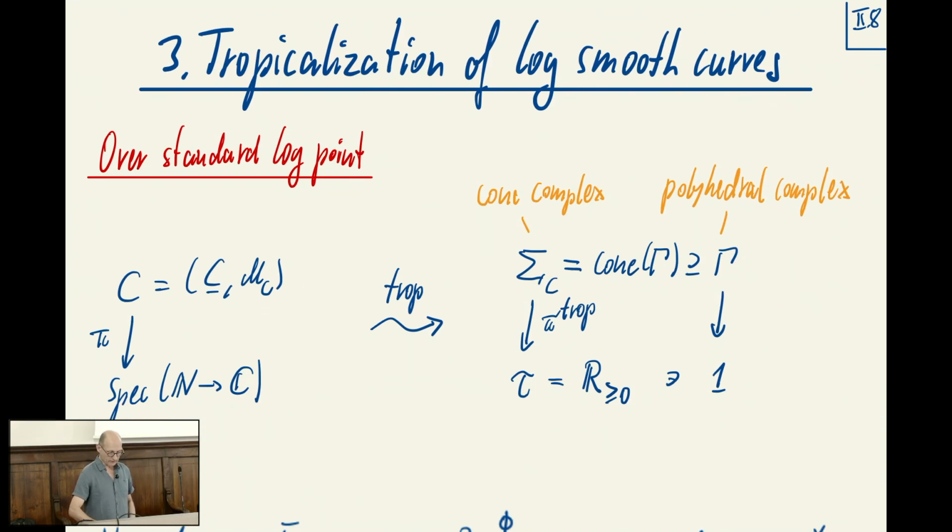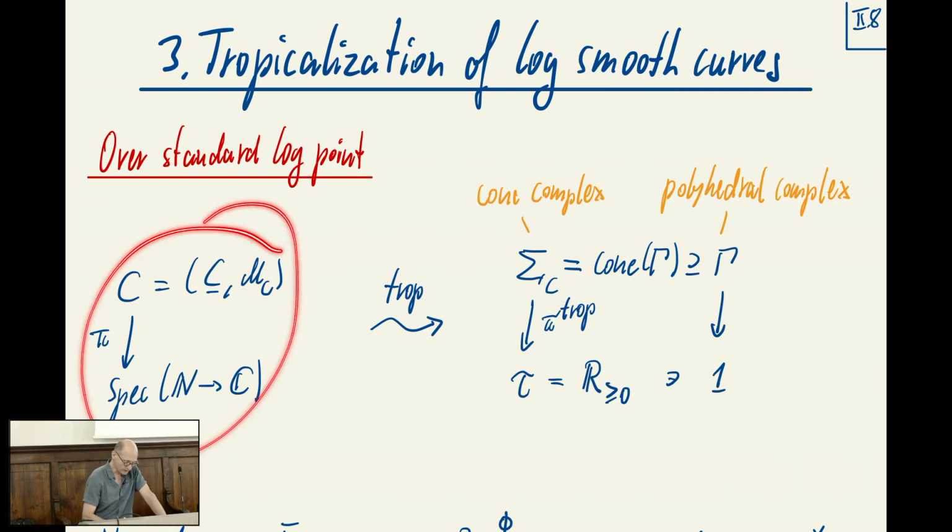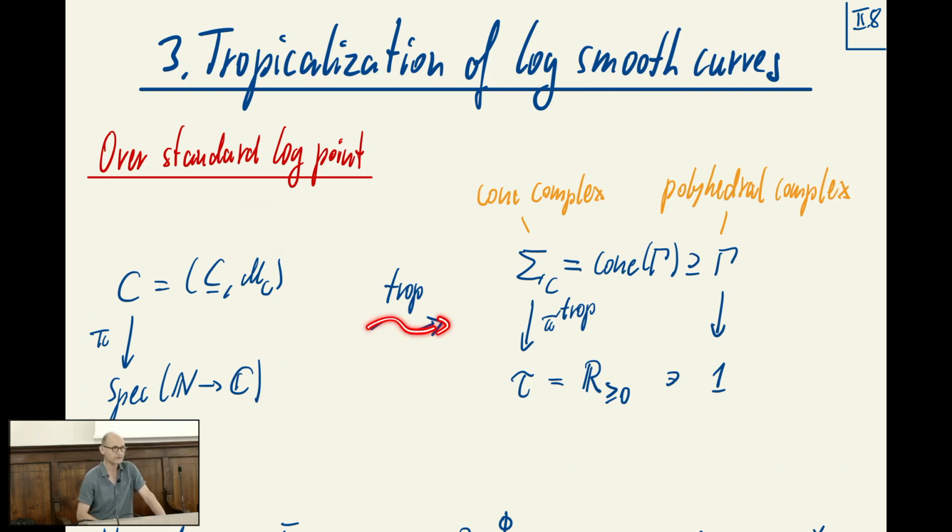Okay, so I have 5 minutes to start talking about tropicalization of log smooth curves. So that's a very cool story that is interesting independently of log Gromov-Witten theory. There's a lot of, this gives applications to the topology of the moduli space of curves. And there's a lot of work in this direction. So let's start over the standard log point. So here's my curve over the standard log point. I tropicalize.